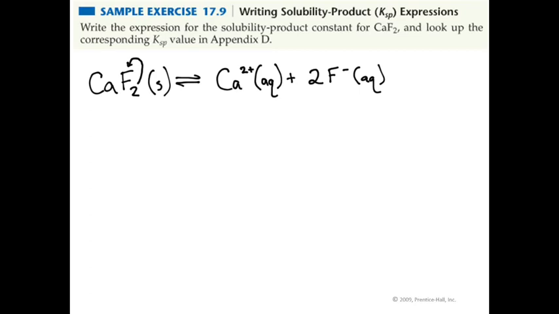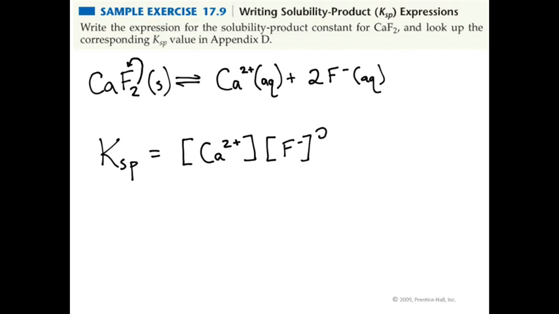The KSP expression that we would get from this is going to be products where the coefficient turns into an exponent over the reactants, but the reactant's a solid, so we get to leave it out. So for KSP, it'll be Ca2 plus, concentration of calcium ion, times concentration of fluoride ion. What are we going to do with that fluoride concentration? Square it, good. So that coefficient of 2 now turns into an exponent in our equilibrium constant expression.